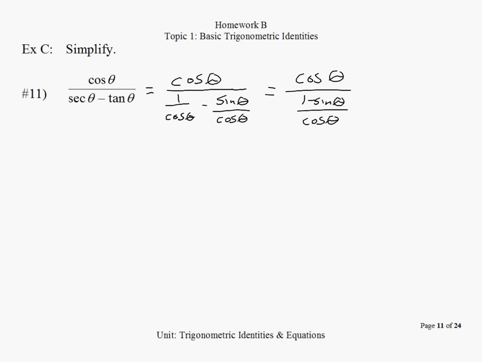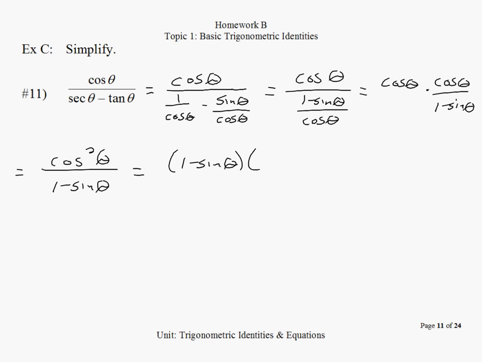To make it non-complex, take the numerator, cosine of theta, and multiply it by the reciprocal of the denominator. It gives me cosine times cosine, which is cosine squared. This is not very simple. I'm supposed to simplify. My numerator, cosine squared of theta, is actually the same thing as 1. I skipped a step there.